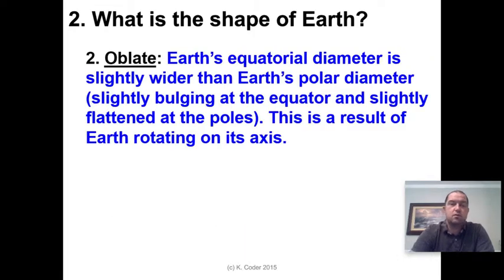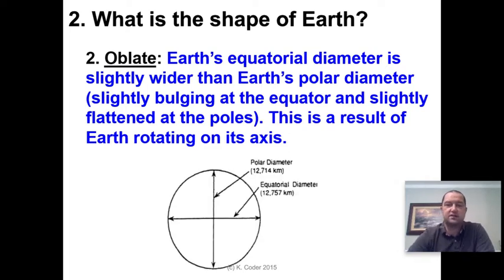The term oblate means Earth's equatorial diameter is slightly wider than Earth's polar diameter, slightly bulging at the equator and slightly flattened at the poles. This is a result of Earth rotating on its axis. So here are the dimensions of the diameters. The polar diameter measures 12,714 kilometers. The equatorial diameter measures 12,757 kilometers. This is not a large difference when we're considering the size of the Earth.